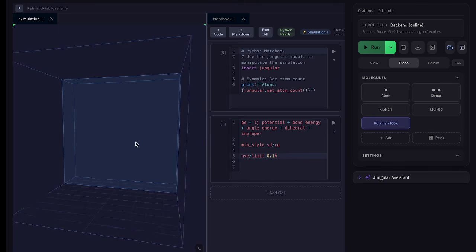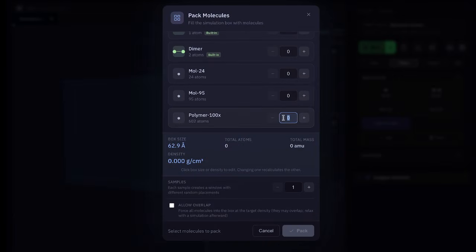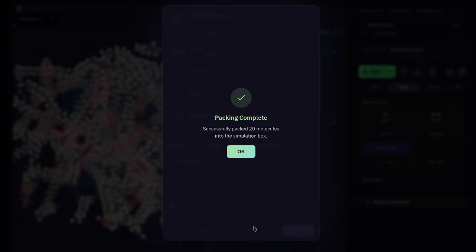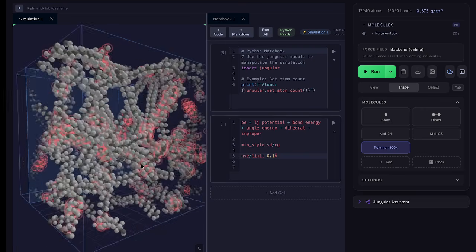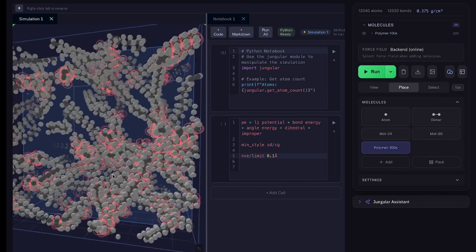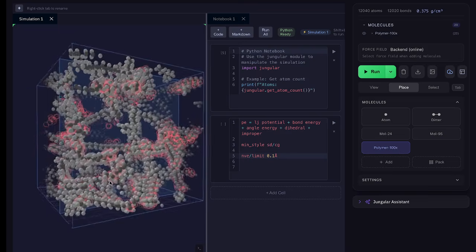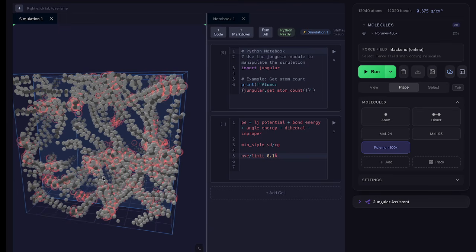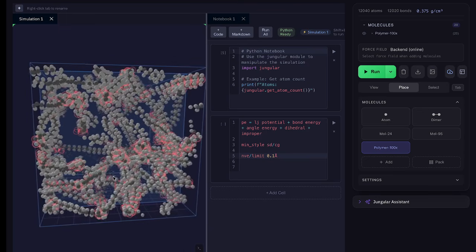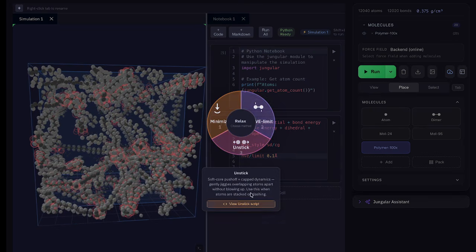Let me give you a quick example. Let's say we have this polymer. Let me pack this polymer into the box. Let me pack 15, or let's make it 20, and then we allow overlap. You can see that this is a very bad initial structure because the atoms are overlapping all over the place. The red areas are places where atoms are overlapping. Let me relax it under NVE-limit, and let's look at the command: fix relax all nve/limit 0.1, where 0.1 is how far an atom can move per time step, and let me run it.